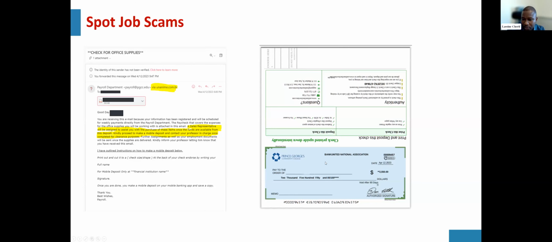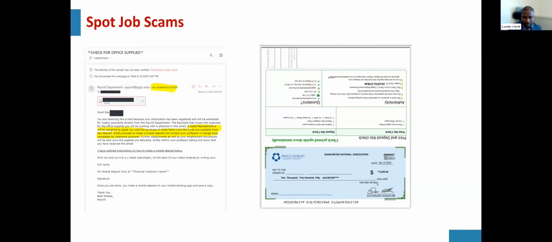We don't use checks a lot actually. Mostly electronic. So you have to really look in. Sometimes it's very difficult to find out whether or not the check is legitimate. But all those are red flags.